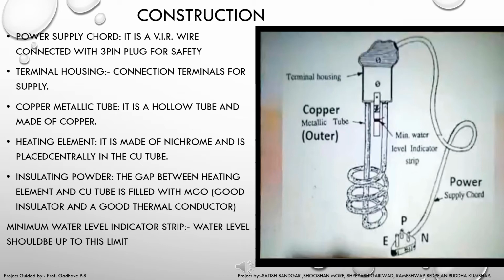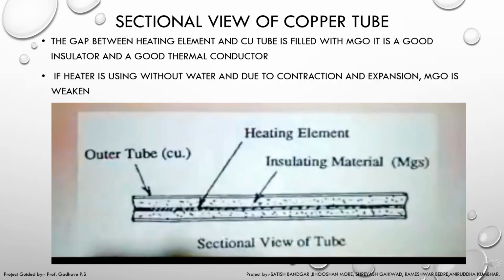Minimum water level indicated strip. Water level should be up to this limit. Sectional view of copper tube. The gap between the heating element and copper tube is filled with MgO. It is a good insulator and good thermal conductor. If the heater is used without water, due to contraction and expansion, MgO is weakened.